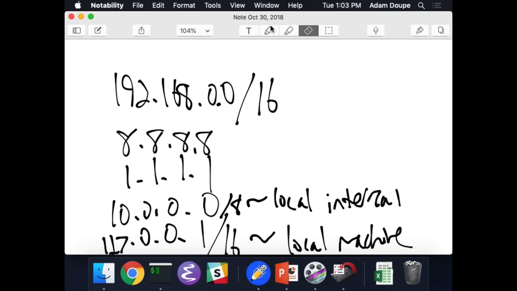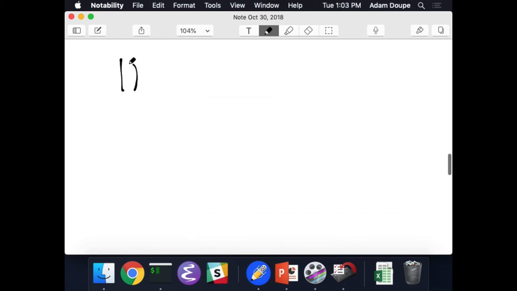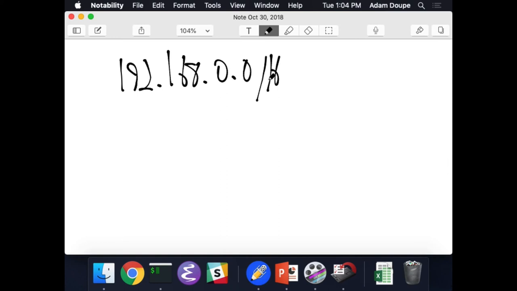But anyways, the whole point is that let's take 192.168.0.0/16. You can think of this as any other IP address where the first 16 bits matches this number is within that network and is one hop away. So going back to the hop thing we were talking about. Everything else is different and we don't know how to talk to it yet.